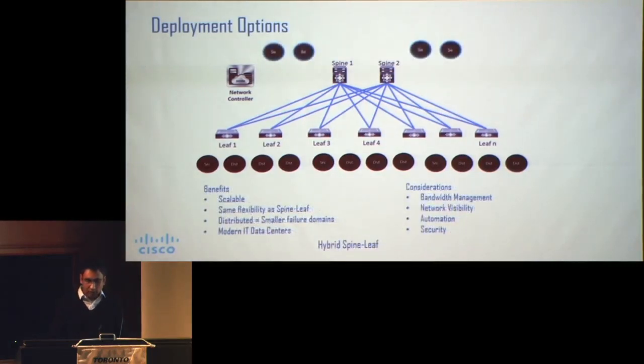The other option is the same as a spine leaf, but it's a hybrid spine leaf where some of our customers have asked to connect their endpoints directly to the spine, right? In a typical spine leaf architecture, you will not connect any endpoints to the spine, only to the leaves. But there may be a use case where you want the endpoints connected to the spine as well.